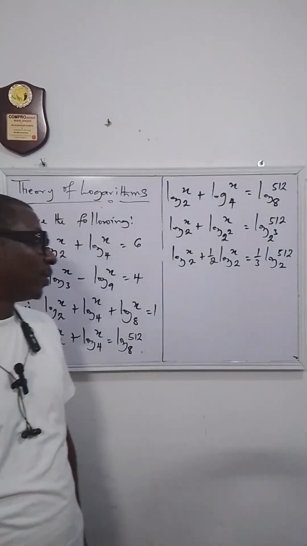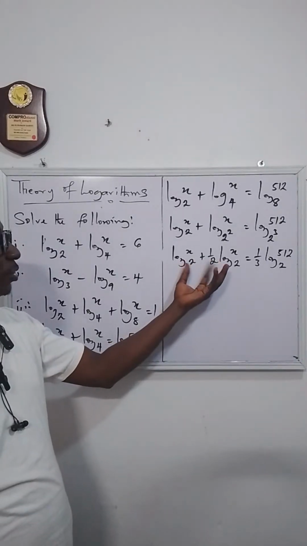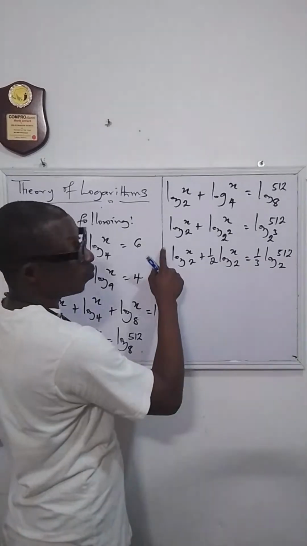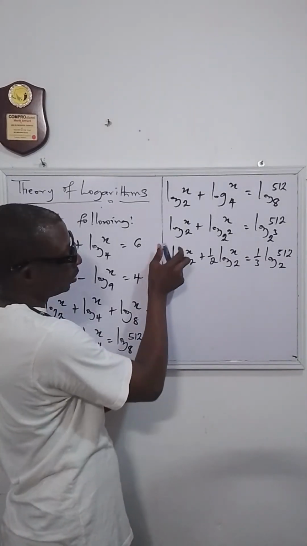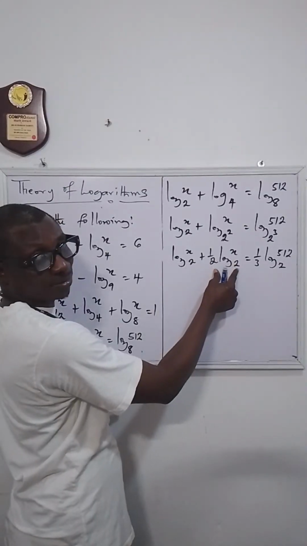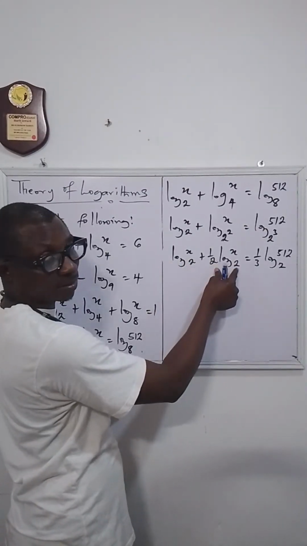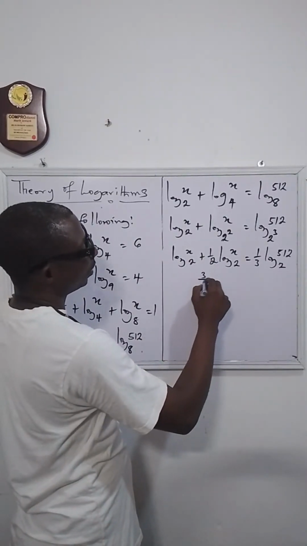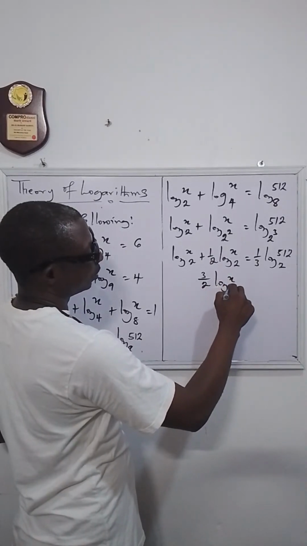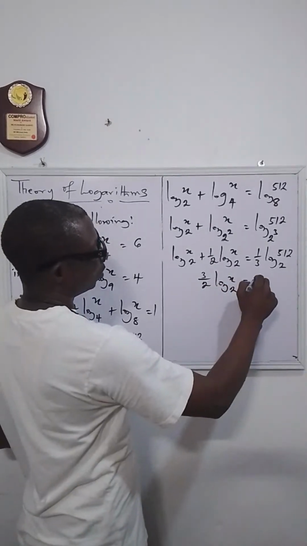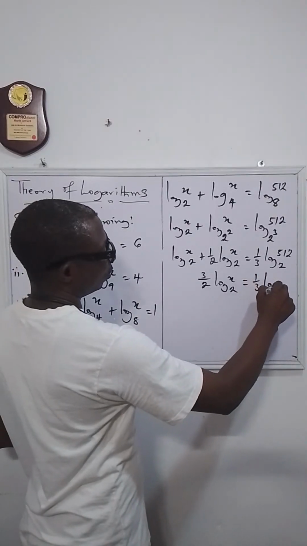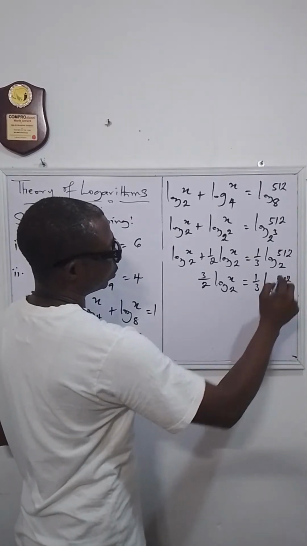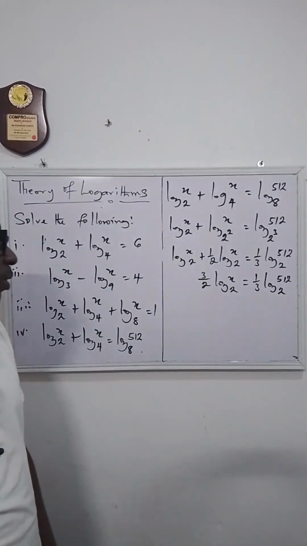Can you see that now? So what's the next thing? Let's join this together. So now this is 1 log of x base 2, just a single 1, and this one is half. When you add 1 plus half, you have 1.5, which is the same thing as 3 over 2. So we have 3 over 2 log of x base 2 equals 1 over 3 log of 512 base 2. That is what we have.